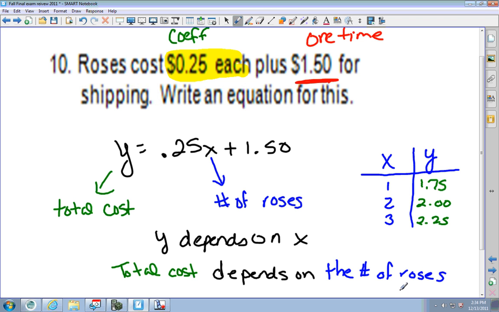Well, now I'll ask you, which one of these, the x or the y, what is the independent variable? X is my independent. Y is my dependent.